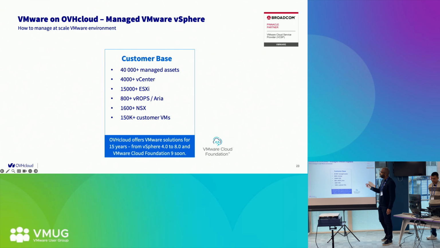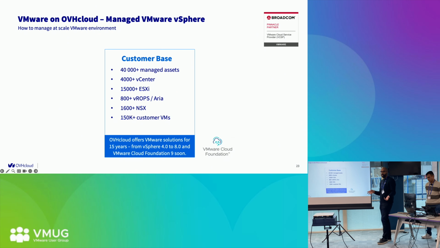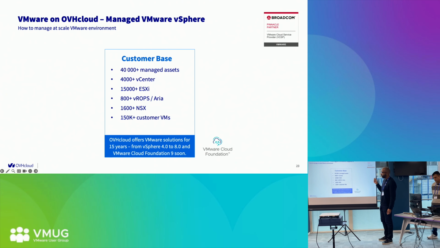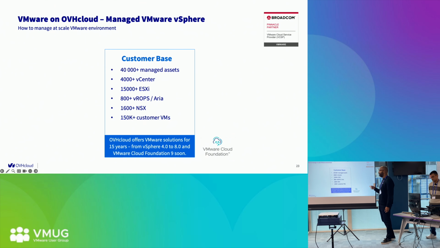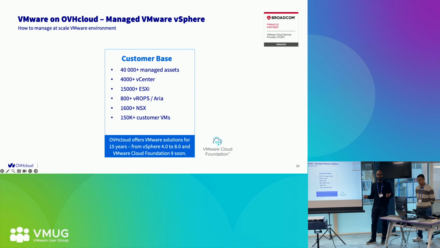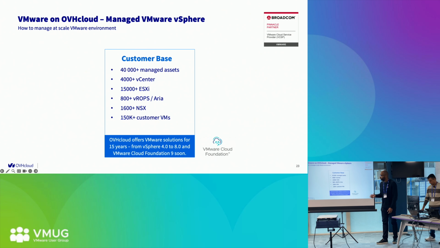I'm not sure if the numbers are completely right at the moment because this was done a little while ago. This is our complete environment, right? This is what we have. 40,000 managed assets, 4,000 vCenters, 50,000 ESXis, 800 vROps, 1,600 NSX, and 150 customer VMs. And we have to make sure that they're all more or less at the same version. So that's our job, to make sure they're all at the same version.